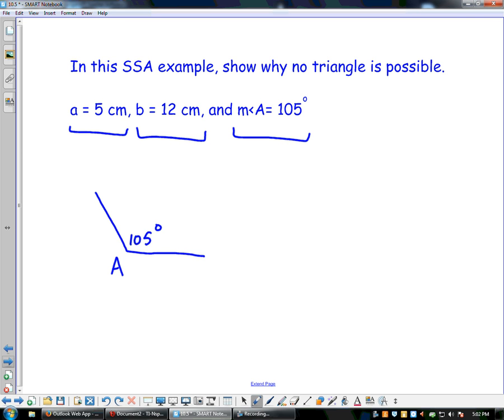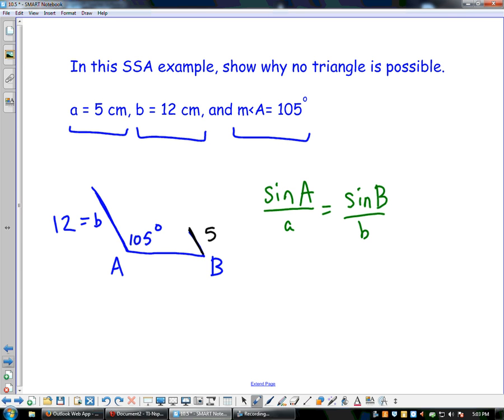Let's say that this angle over here is going to be angle B. So this side over here is going to be B. B is going to be 12. But then side A, which is this little side right here, is only going to be 5. Might not even work to make a triangle, but we're not going to just draw a sketch to find out. Let's actually try using law of sines. Sine of angle A over side A equals sine of angle B over side B. And we're not even going to worry about angle C or side C yet. Let's just see what happens when we try this out.